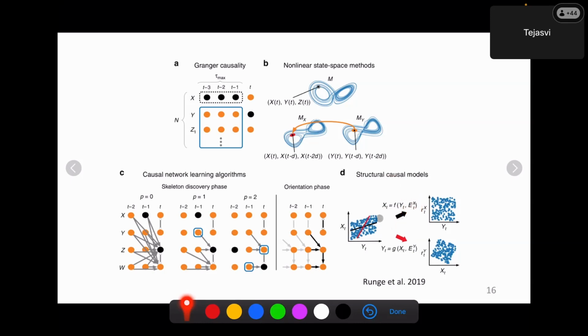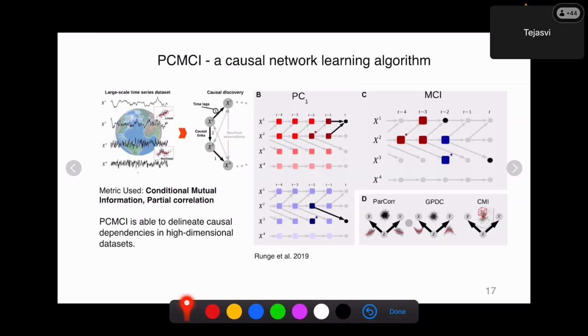So if you already have equations available, structural equations for each link, then these are called structural causal models, and you can test interventions in them. What if I change this, how would the system behave, and things like that. So here is a causal network learning algorithm called PCMCI.